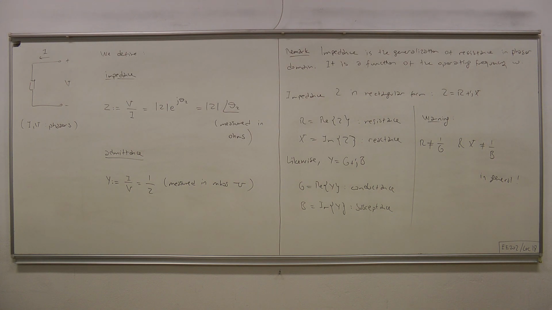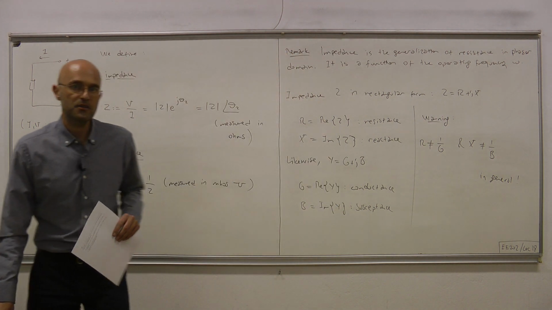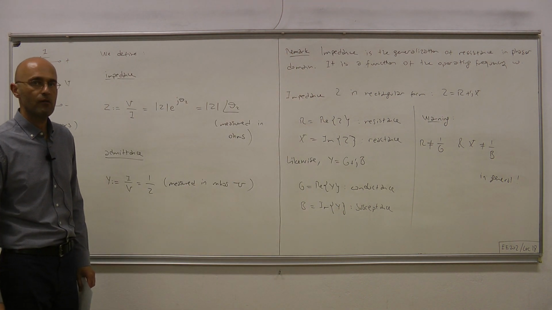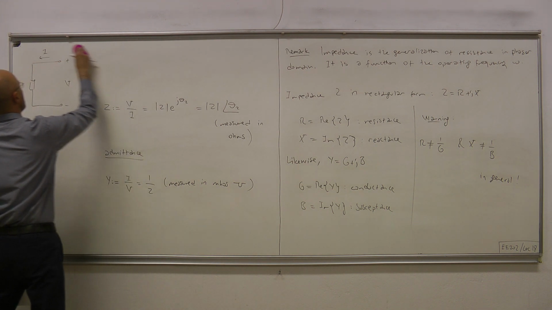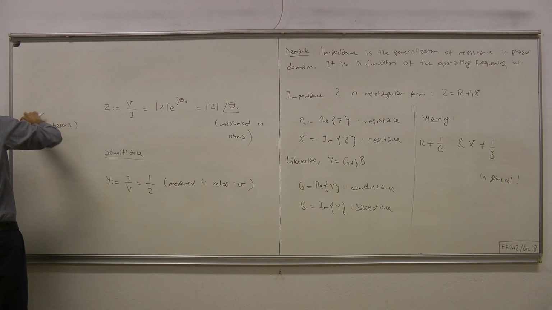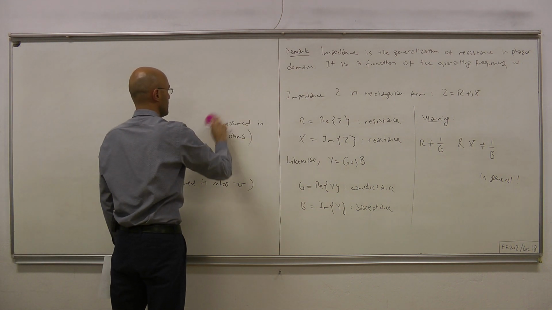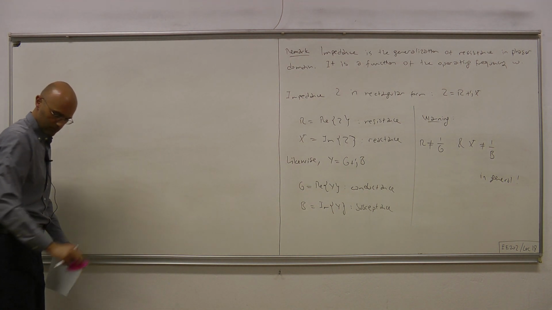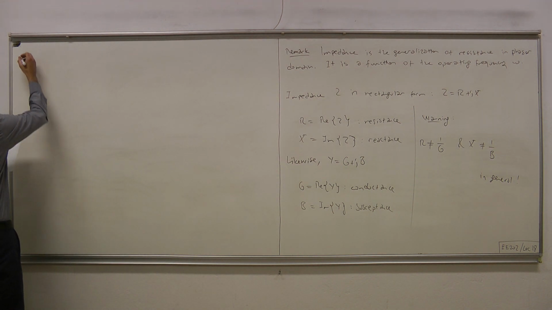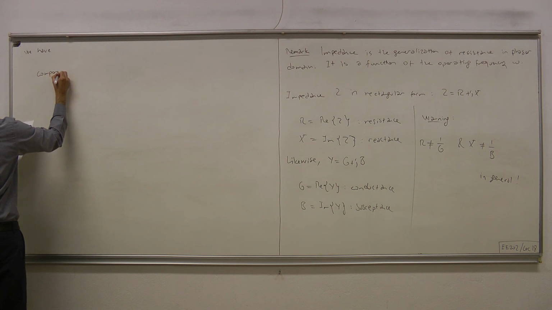Okay, now let's apply this definition of impedance and admittance to what we have discovered regarding our components: resistor, capacitor, and inductor. So we have obtained the following component.